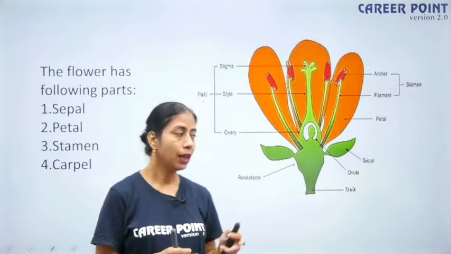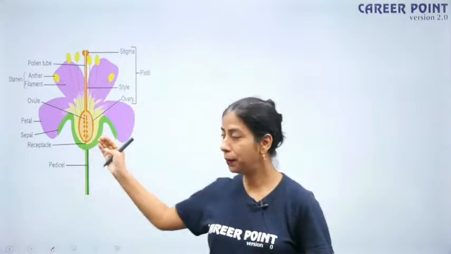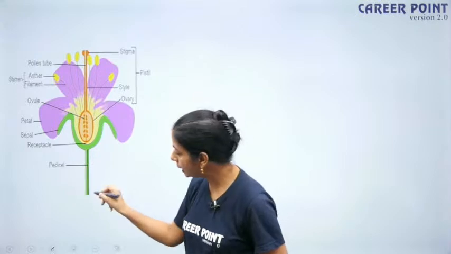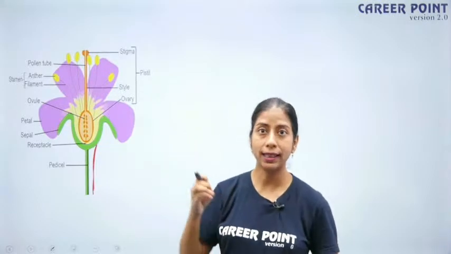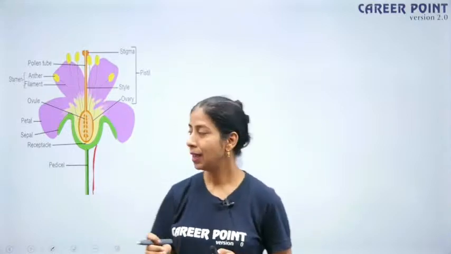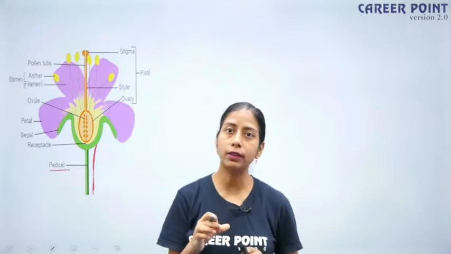So let's see. I'm going to take up each part of the plant now. Here we have a flower, and in this case you can see this stalk. This stalk which joins the flower to the plant is known as the pedicel. So this is the stalk of the flower which joins the flower to the plant body.